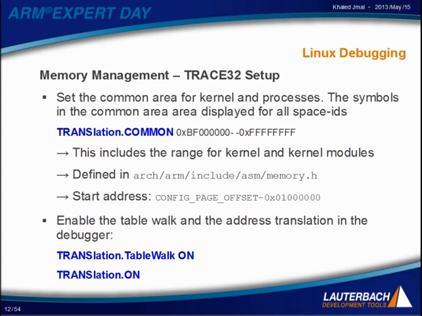And then the process of finding the physical address, the virtual to physical address translation, is called table walk. So the debugger walks through the different page tables to find the physical address. This is disabled by default. You need to enable this with translation.tablewalk on, and then enable the address translation in the debugger with translation.on. So without translation.on, the other three commands have no effect.